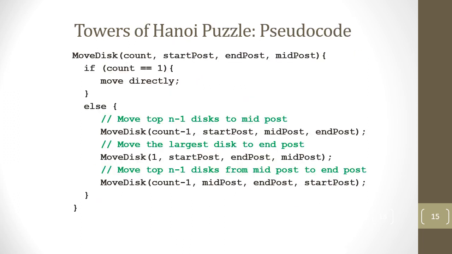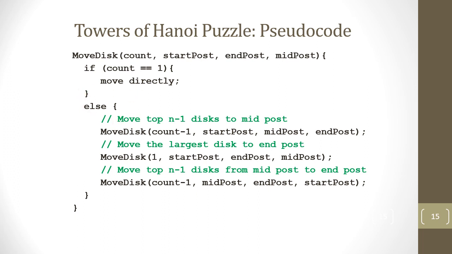Here is the pseudocode for the Tower of Hanoi puzzle. Input to this algorithm is count, which is the number of disks, and the 3 posts. The second parameter is the start post, the third parameter is the end post, and the last parameter is the mid post. So if the count is 1, that is, if we have one disk, we can just move it directly.